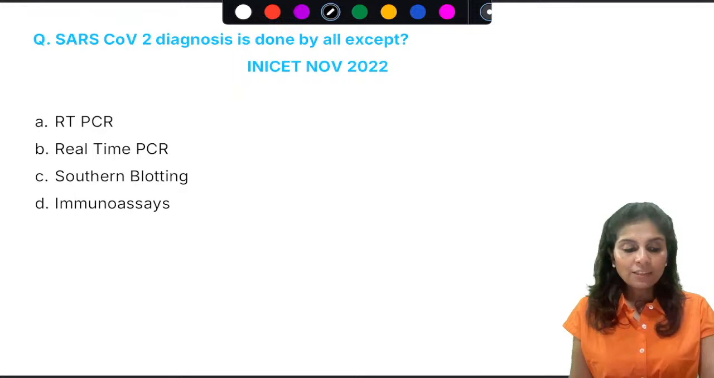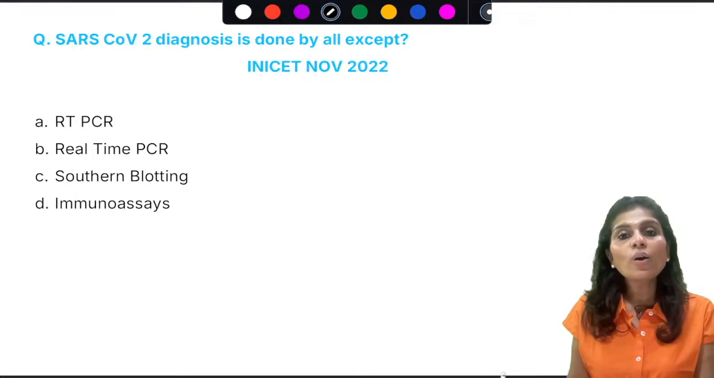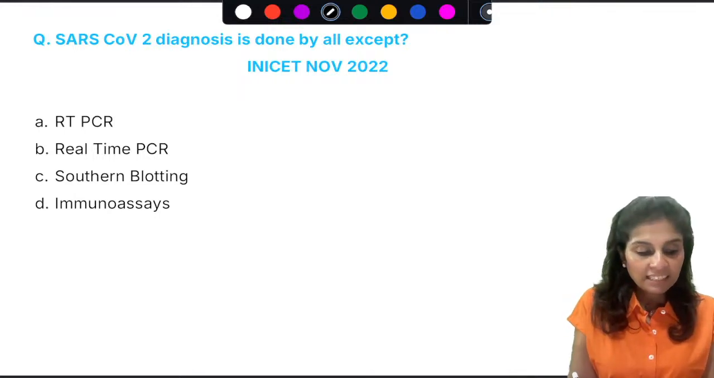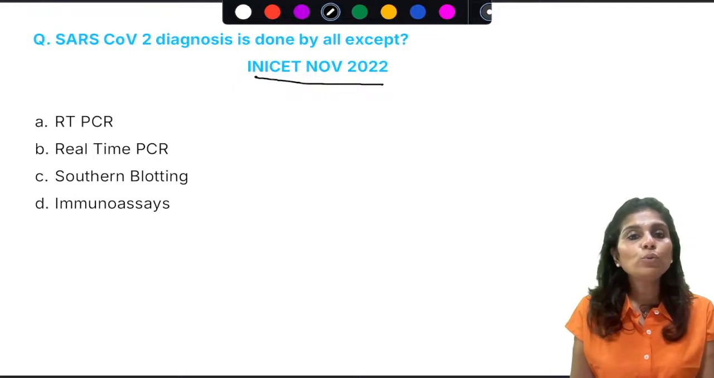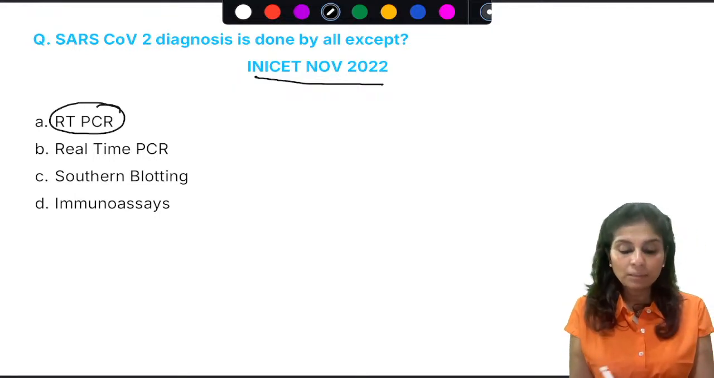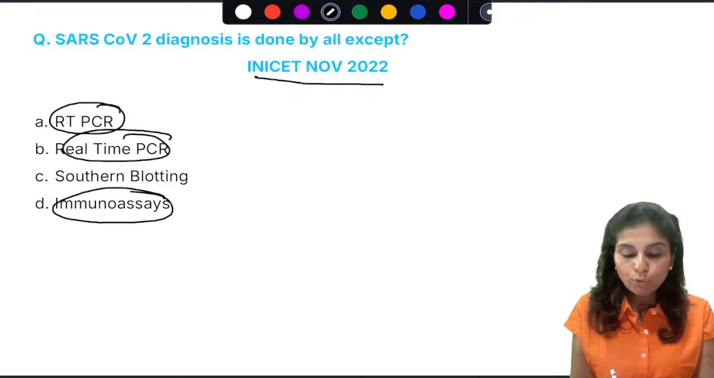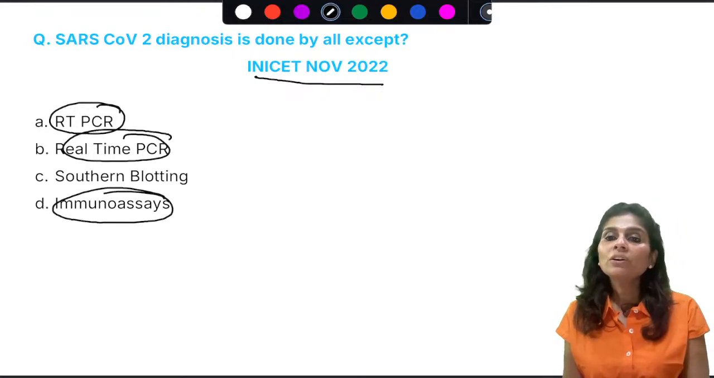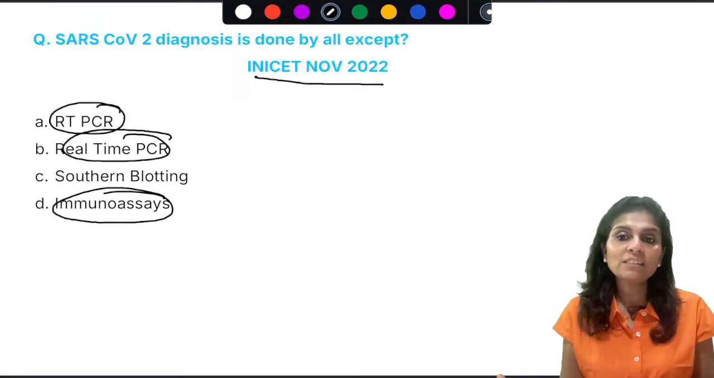MCQs. SARS-CoV-2 diagnosis. Excellent. I'm happy that you're answering. SARS-CoV-2 diagnosis is done by all except. Yes. It's an INI-CET November 2022 question. SARS-CoV-2 can be diagnosed by reverse transcriptase PCR, real-time PCR, and immunoassays. I'm sure you must have all seen card tests, right? Card tests for diagnosing SARS-CoV-2.